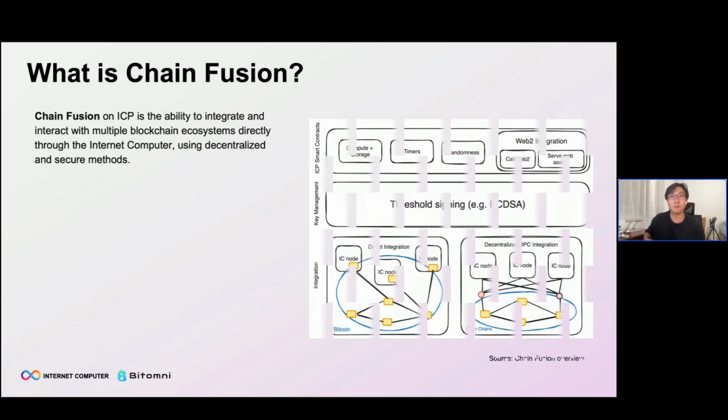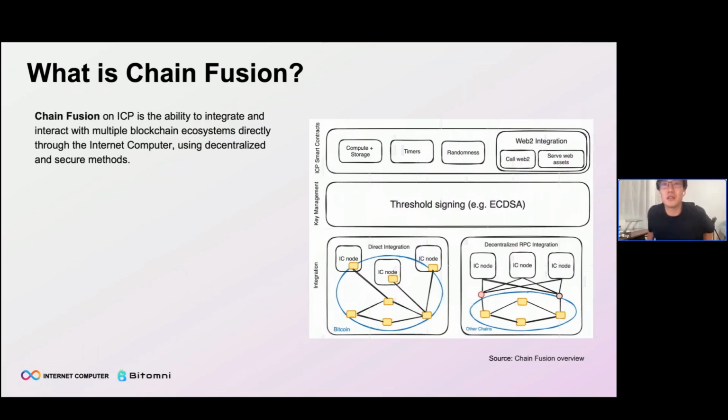And is Chain Fusion the same as cross-chain integration? That's a good question. It is. They have similarities and differences, but in this context, those two terms can be interchangeable. So yeah, okay. I'll go back to this Chain Fusion overview. I borrowed this from the ICP's documentation. It is quite clear. So let's look at the chart.